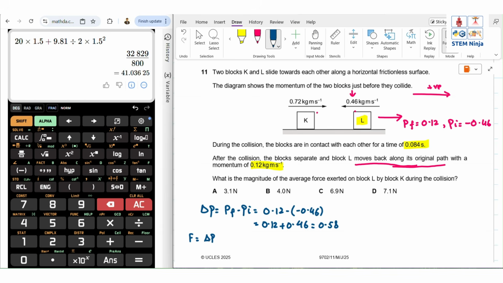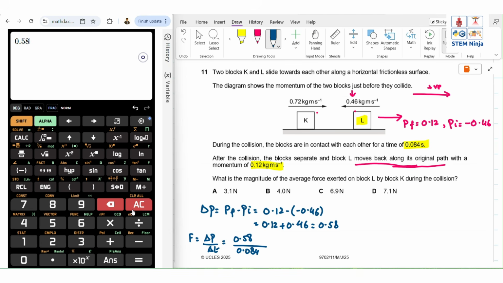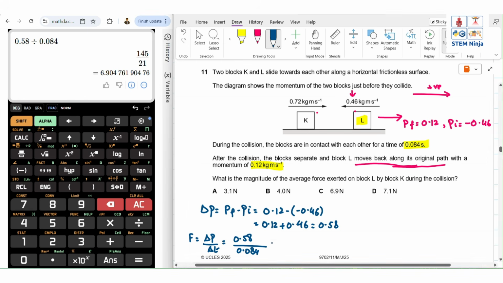Now we need the force. Force is the rate of change of momentum. So 0.58 divided by 0.084, which is given, and that is 6.9. That is option C. Okay, all right, moving on.